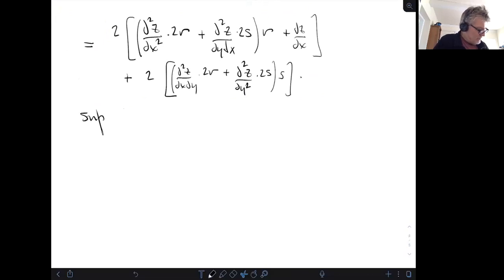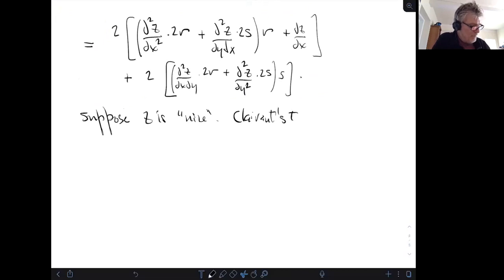Now, suppose that the function we had to start with is nice. By this, I mean that the second order partial derivatives are continuous. So it's a very nice function. So you might remember Clairaut's theorem. What it says is that if you take the partial derivatives in any order, you get the same thing. So in this case, del 2z, del x, del y is the same as del 2z, del y, del x. Okay, so that means that you can actually simplify this expression.